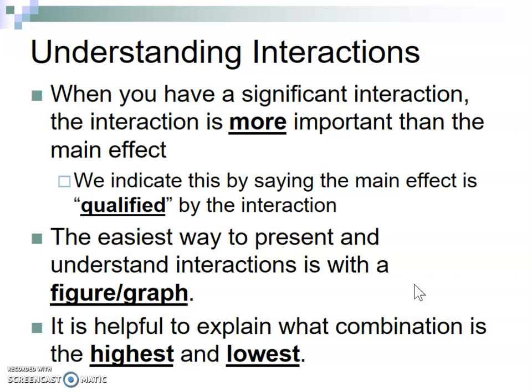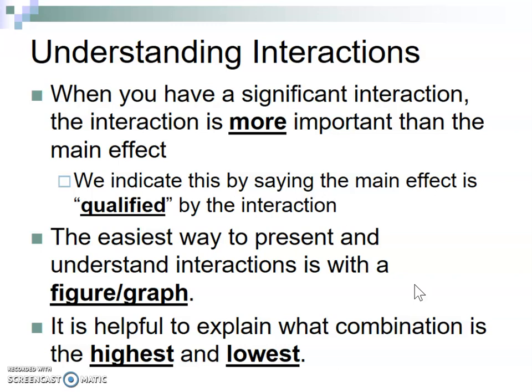And in general, when we're trying to explain our interaction, one way that I think is easier is to at least explain what combination of your two factors led to the highest and lowest values. So we'll look at that in a second, in terms of how we can identify what combination resulted in the highest and lowest values.